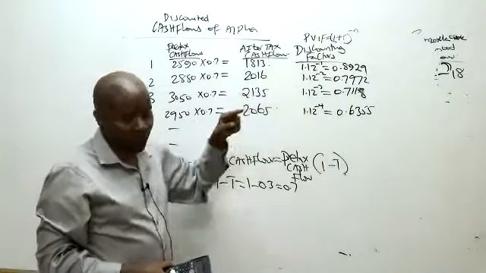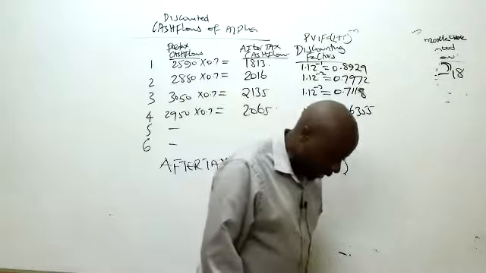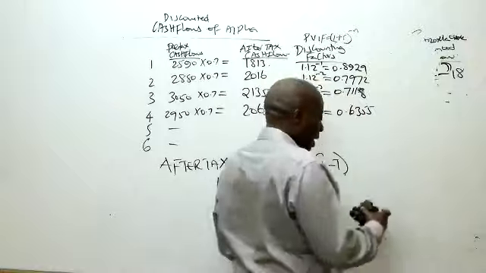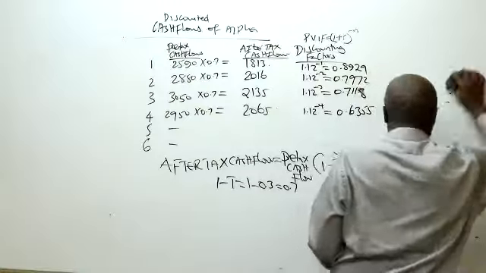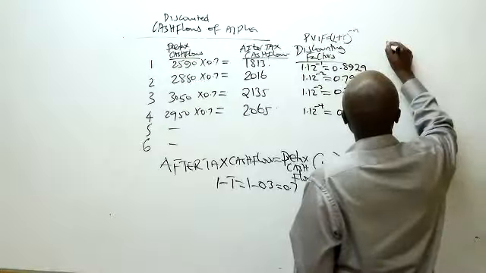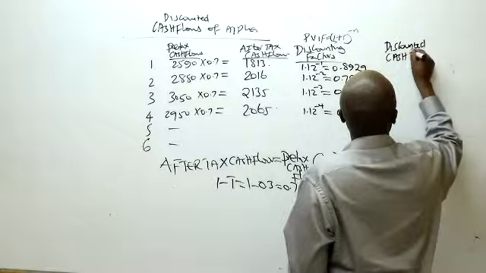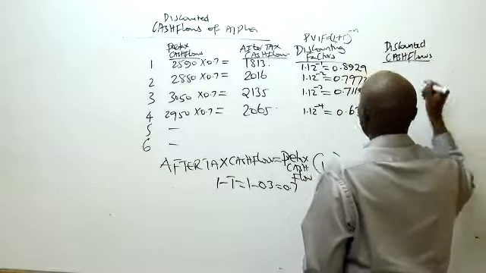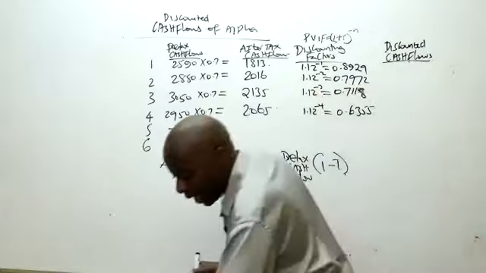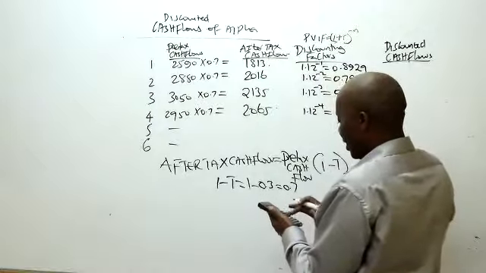Now, once I have my discounting factors, I will move with speed to multiply them with these cash flows, so that we can get the discounted cash flows. So we have here discounted cash flows. What do we have here at the end of the day? So discounted cash flows, ladies and gentlemen, will be as follows.